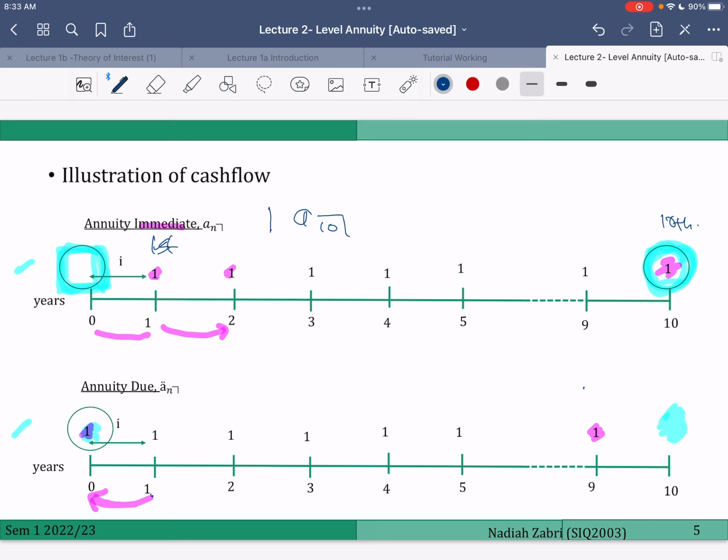So it's like 1 times, but we don't write it. Usually when it's 1, we don't write it as 1 times a angle 10. But if the payment is something else, then it will become the payment times that a angle n, which is the PV. Okay, so the present value is a angle n. And for the annuity due, if you want to find the present value of this cash flow, these 10 payments paid at the beginning of the year, the present value is a double dot angle n.